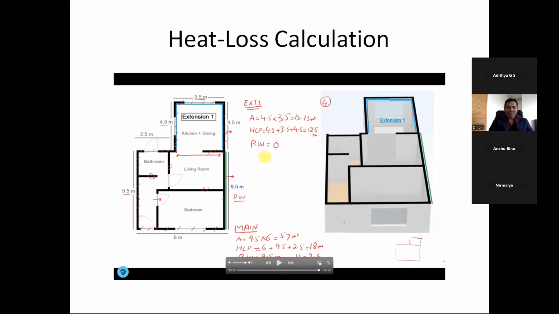It may work differently in India, but this is how it is generally calculated in the UK. Looking at the area, probably you can tell me why it is not 20.5 and instead we have 18 meter. Okay, what is generally a heat loss? How does that happen?